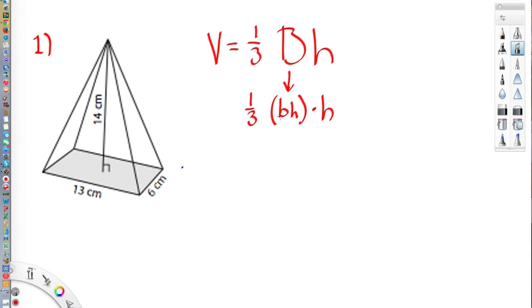Let's start plugging in our numbers. It's a 13 by 6 rectangle. Let me put my labels in. It's a 13 centimeter by 6 centimeter rectangle down at the bottom, and the pyramid is 14 centimeters high. I'm going to multiply that by 1/3. 13 times 6 would be 78 centimeters squared.